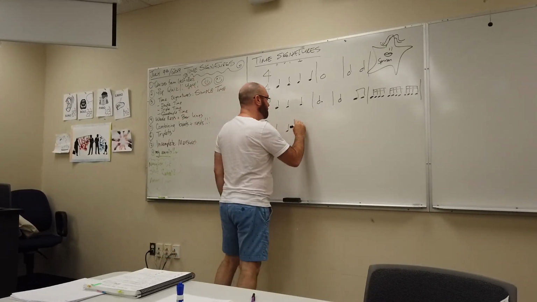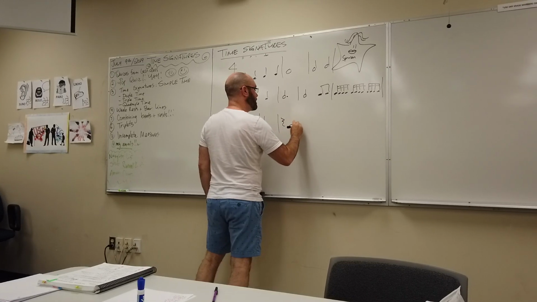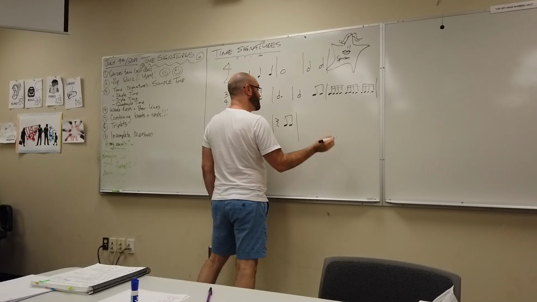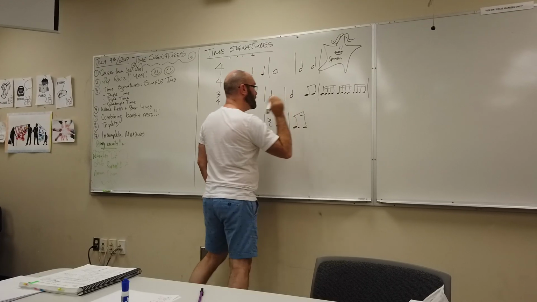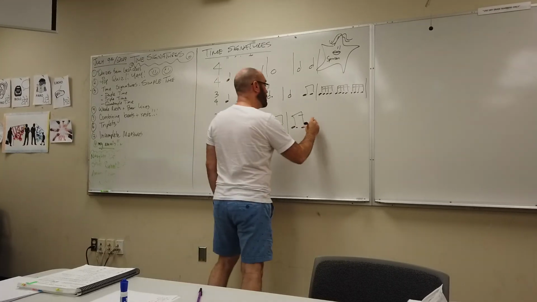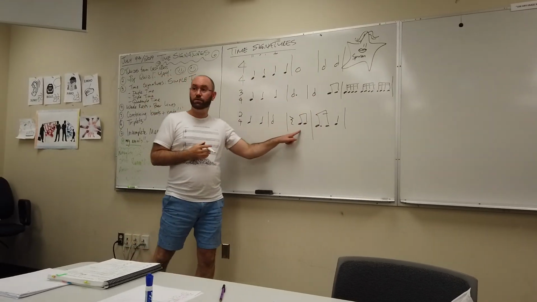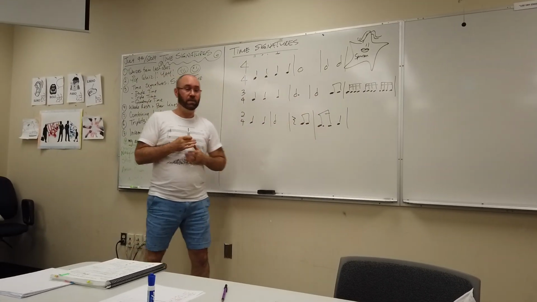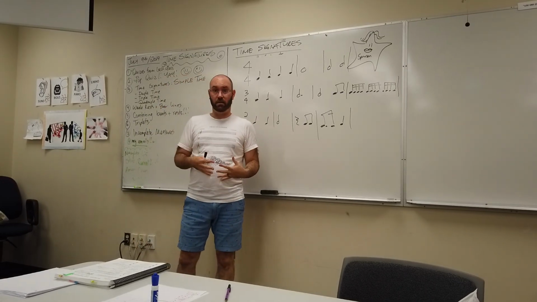2/4 time, we could do this. We could do a rest and 2 eighth notes. We could do a dotted eighth note with a 16th, and a quarter note. All of these equal 2 beats. Okay? So all that it tells us is how to count the music.